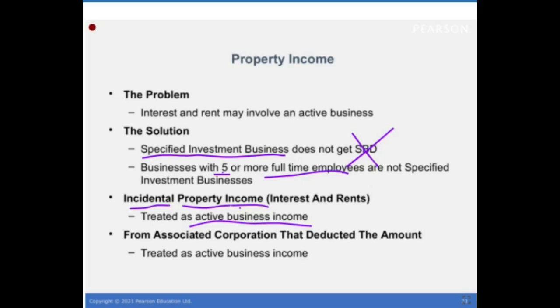And lastly, income from one of those associated corporations that deducted the amount will be treated also as active business income. So if it's an associated corporation, and that corporation deducted the same amount, then we can treat that as active business income because it came out of the other corporation.